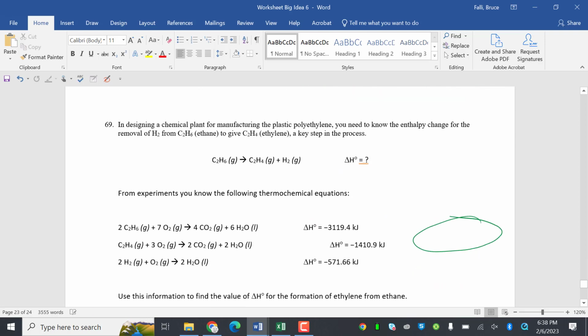Here we go. I've got a big circle here for no good reason. Let's see if I can get rid of it.